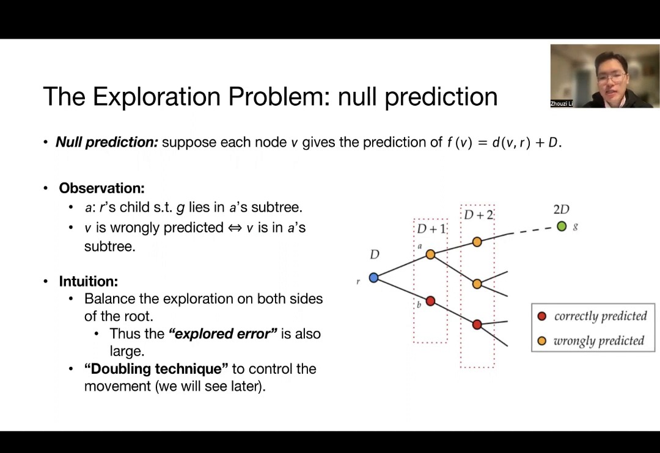This fact gives us an idea. If we balance the exploration on both sides, so that we explore almost the same number of orange and red nodes, then because the orange nodes are erroneous, the total exploration can be bounded by the error. For the movement cost, we can further use the doubling technique to bound it. We will see it later.